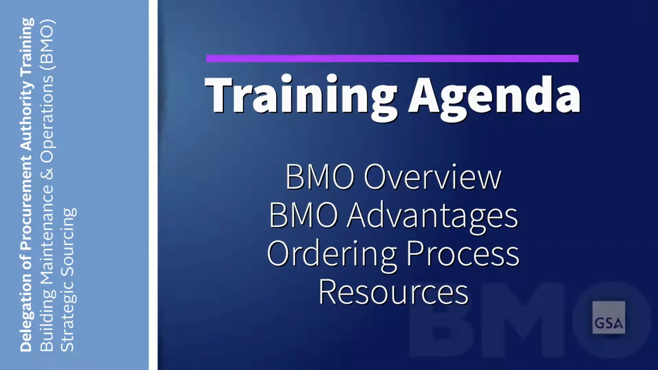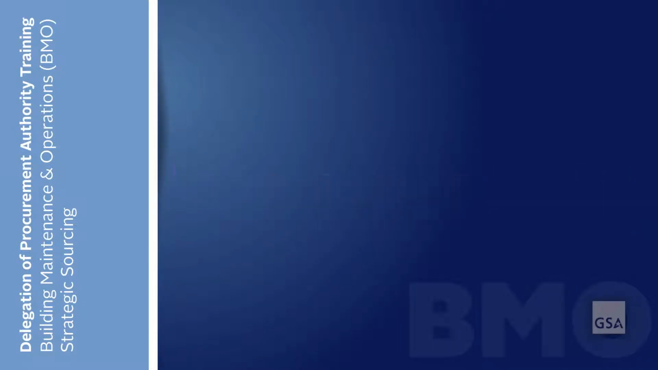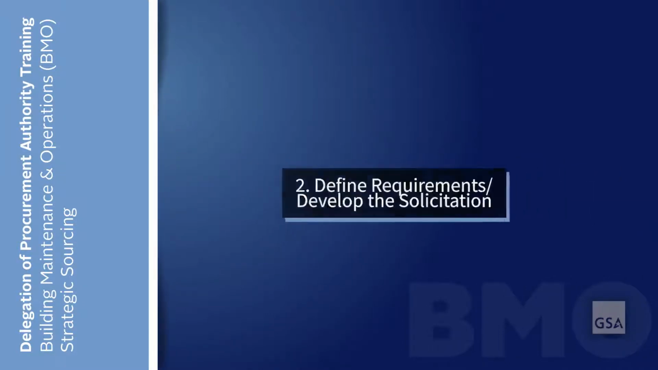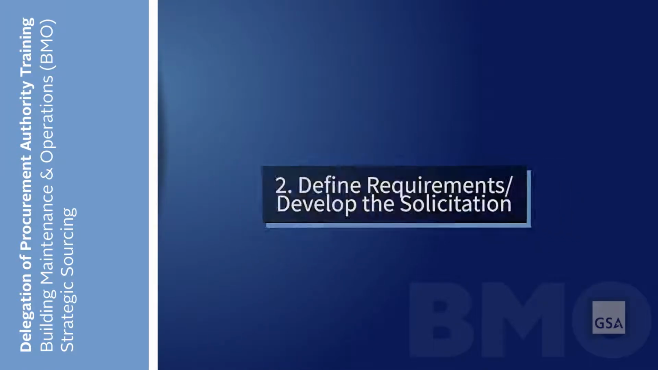Additionally, if you are a contracting officer watching this video, we will provide you with instructions for receiving your DPA letter of authority. So with that, let's get back into the 6 broad phases of the ordering process. As we just stated in video 2, we took a detailed look at phase 1, acquisition planning, and phase 2, defining the requirements and developing the solicitation.